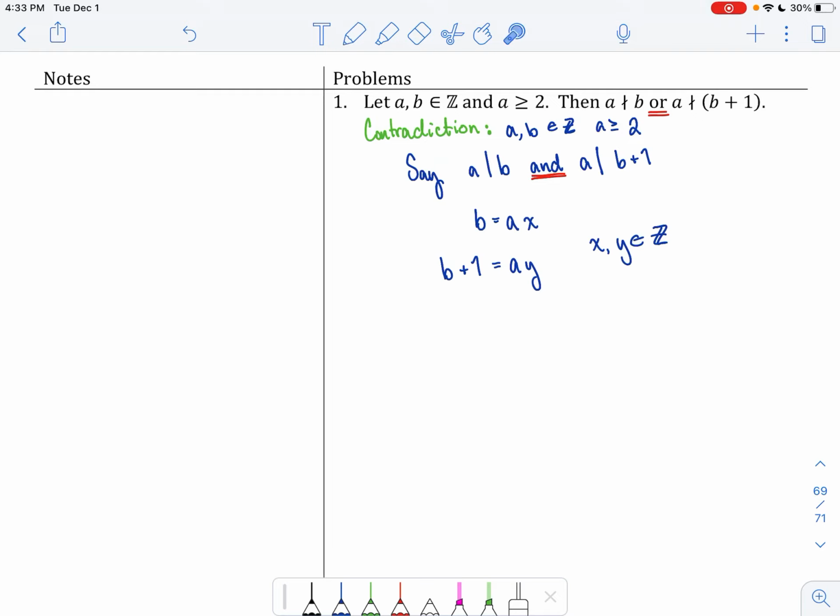One thing that I would think to do is, okay, well, what happens here when I can add or subtract, because that's going to cancel out these b's. So that's exactly what I'm going to do here. I'm going to say, well, b plus 1 minus b, and see if I can arrive at something nice with 1 there. And on the other side, it would be ay minus ax. So we're just doing straight up substitution. So then 1 is equal to a times (y minus x).